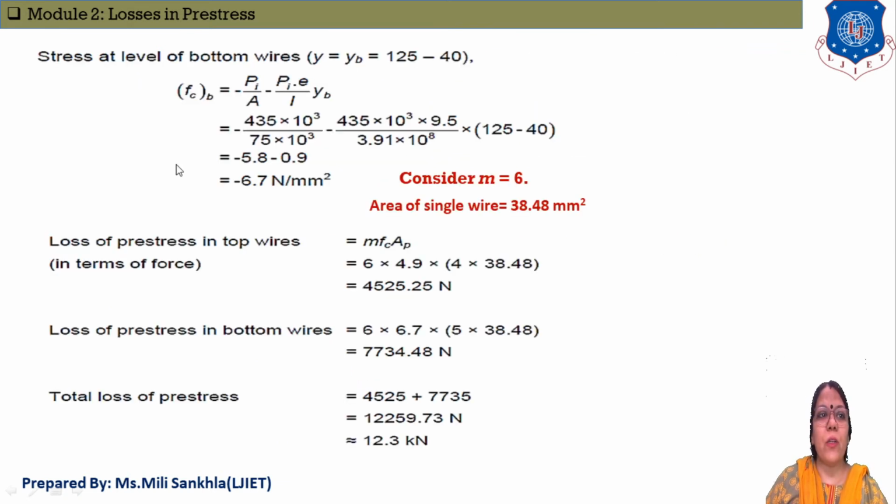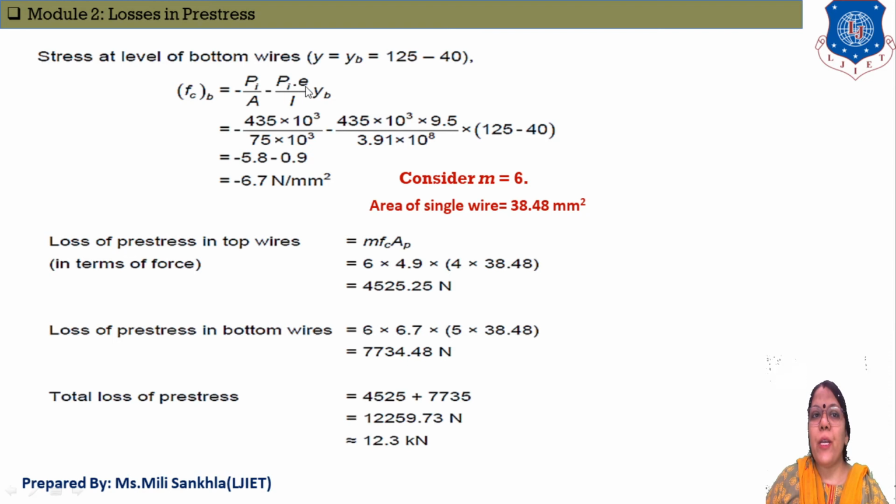In the same way we find out the stress at the bottom wires. At the bottom wires, again follow this figure: 125 minus the 5 wires provided, and the bottom distance is 125 minus 40. Now the stress at the bottom level is equal to P by A minus M by Z.